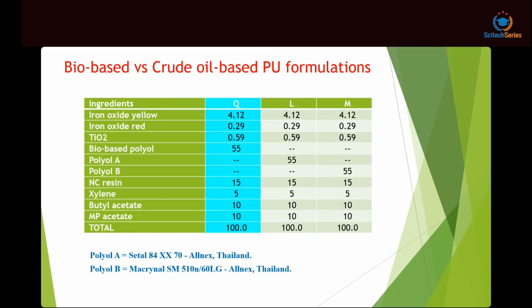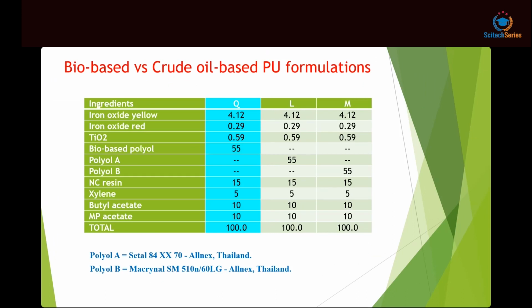Right. Now, bio-based versus crude oil-based PU formulations. So Q is the bio-based PU formulation, and L and M. L and M I took from the outside market and tested with my biological based PU. A, here you can see this is biological bio-based polyol 55%. Polymer A. Polymer A is Cetal 84XX70. The resin is manufactured by Alnex Thailand.